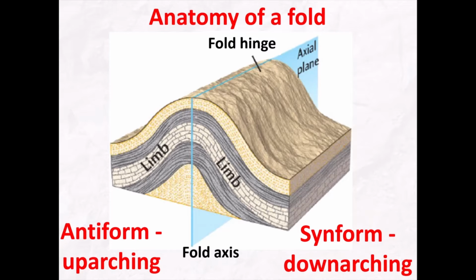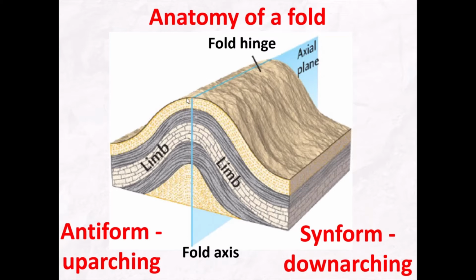So folds then, they're made out of limbs which might have different dip directions, and the point of inflection where the dip of the limb changes, we call that point of inflection the fold hinge. Now along that fold in 3 dimensions there'll be a plane of symmetry which connects all of the fold hinges at each step of the fold, and we call that the fold axial plane.